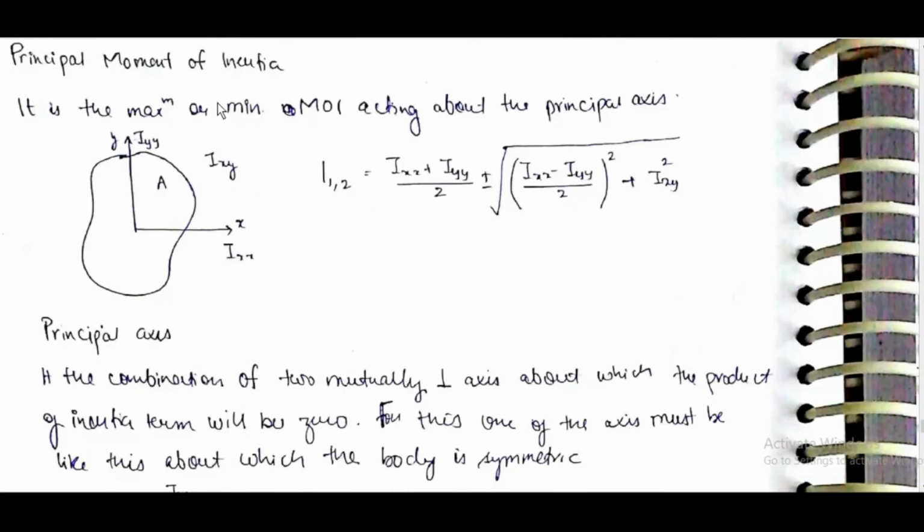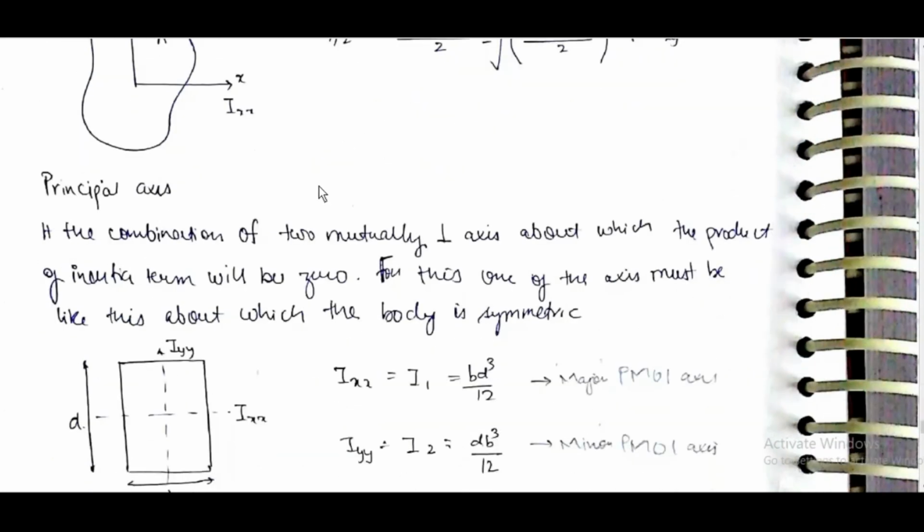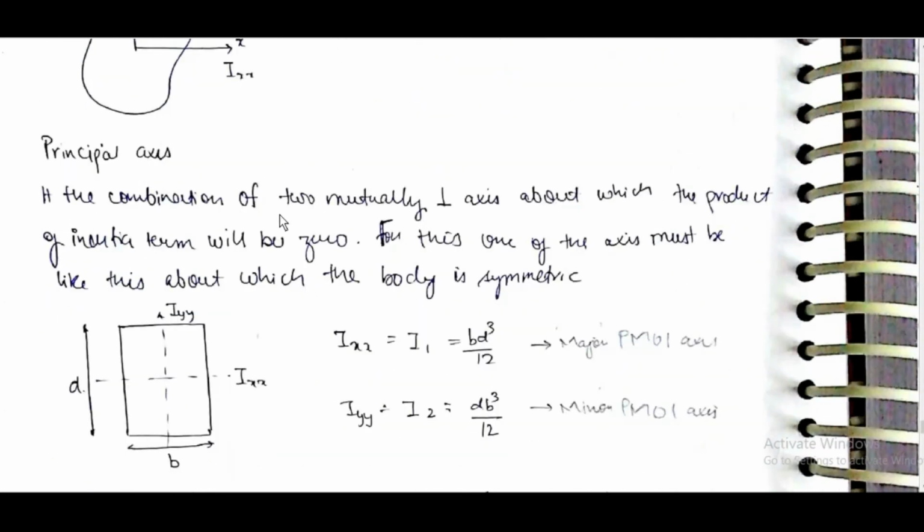Principal moment of inertia is the maximum or minimum moment of inertia about the principal axis. I1, 2 is equal to (Ixx plus Iyy) by 2 plus or minus root of ((Ixx minus Iyy) by 2) whole square plus Ixy square. Principal axis is a combination of two mutually perpendicular axes about which the product of inertia term will be 0. For this, one of the axes must be like this, about which the body is symmetric.